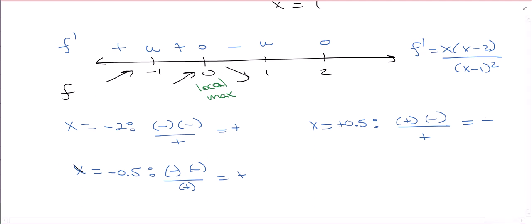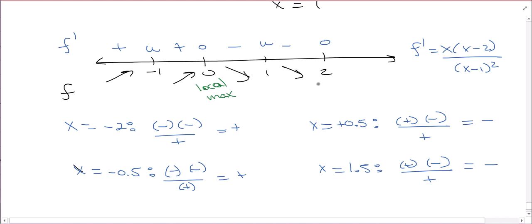And let's pick another test point. Between 1 and 2, you can pick x equals 1.5. And so positive 1.5, that's positive. Positive 1.5 minus 2, that's negative, over the bottom is always positive, so you get negative again. Derivative is negative, means the function is decreasing.